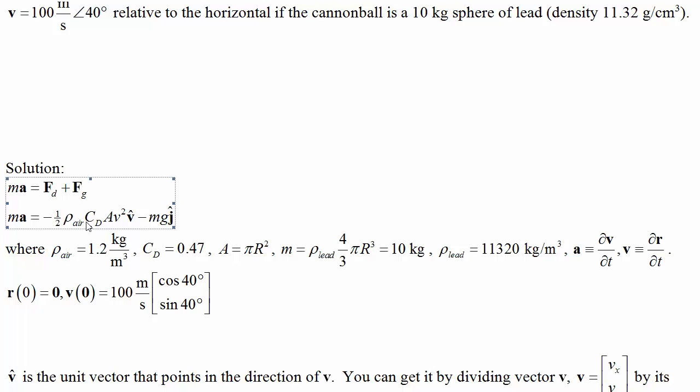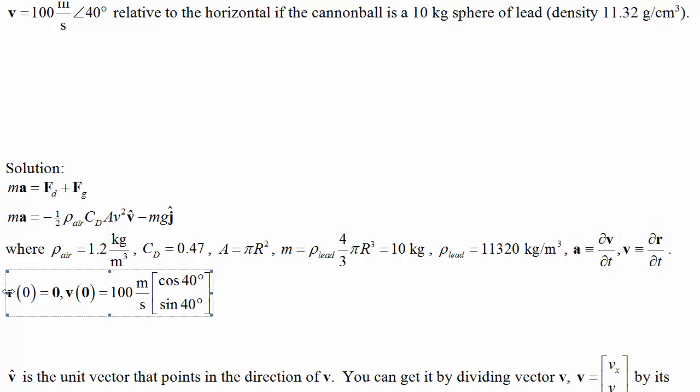Mass times acceleration is the fluid force plus the gravity force. And we can substitute in the numbers that we know. So the air density, drag coefficient, the frontal area, we can calculate what the radius is using our known mass and density, converting the density into kilograms per cubic meter, and then specifying that acceleration is the derivative of velocity and velocity is the derivative of position.